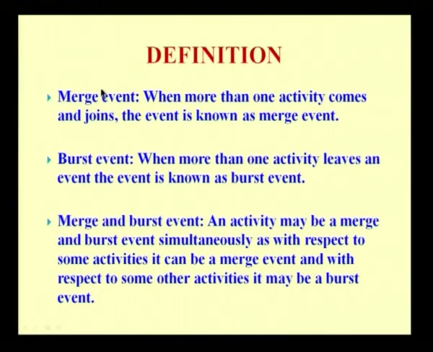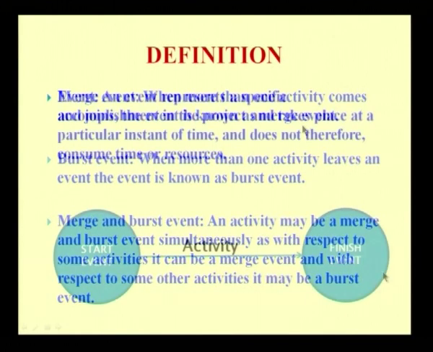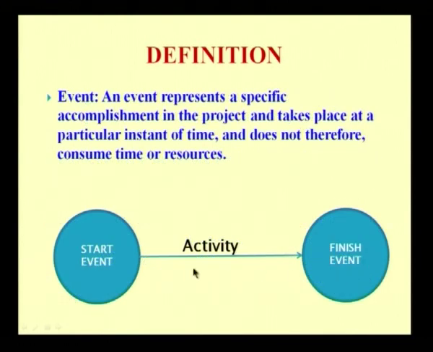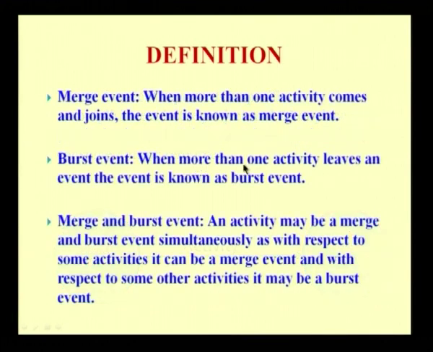One is called a merge event. When more than one activity comes and joins, that event is called a merge event. So, in the specific diagram of this finish, it may not be one activity which is coming and ending here, it may be one or more activities which might end up. Since it is parallel, more than one activity can also merge at a point. So, that event is called a merge event.